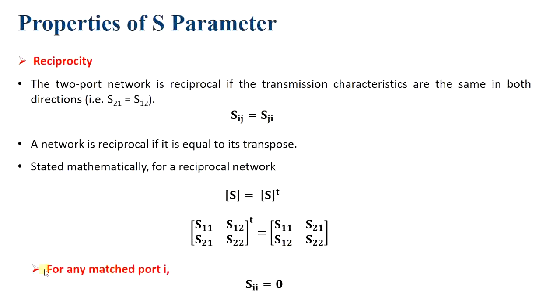And the second property is, for any matched port i, Sii is equal to 0. That is, for any matched port 1, we can say S11 is equal to 0. If the second port is a matched port, we can write S22 equal to 0.